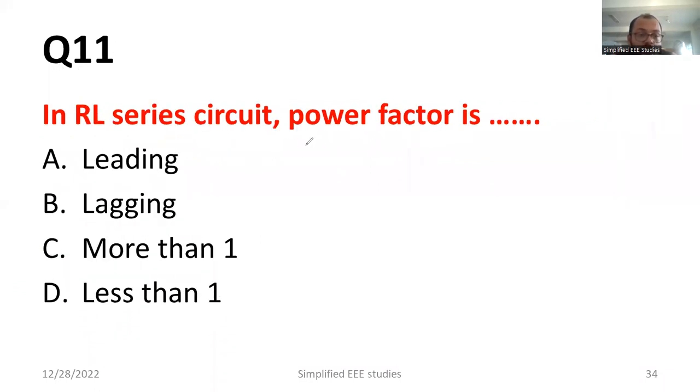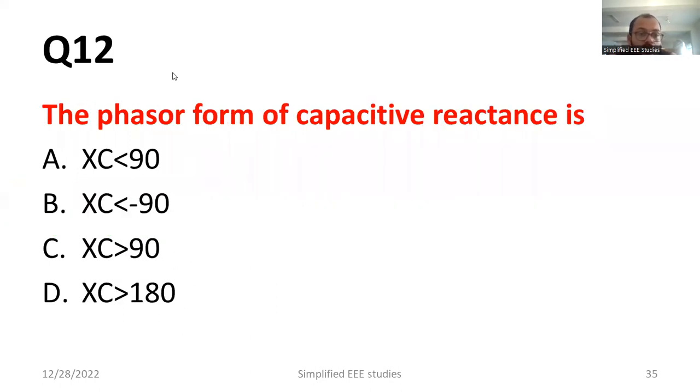Question number 11. In an RL series circuit, power factor will be always lagging. In an RC circuit, power factor will be always leading. So question number 12. In phasor form of capacitive reactance. In case of capacitive reactance, we know that XC is equal to capacitive reactance, correct? So I is equal to V by XC. This is a general formula.